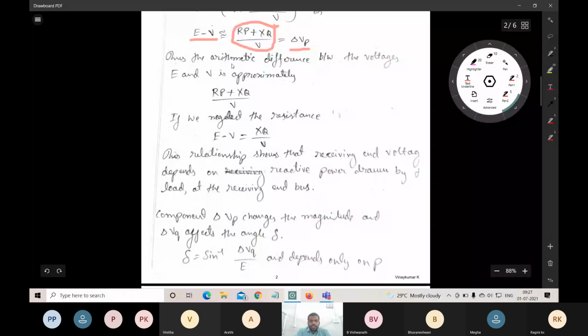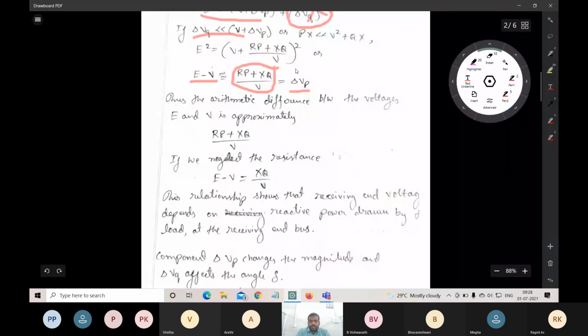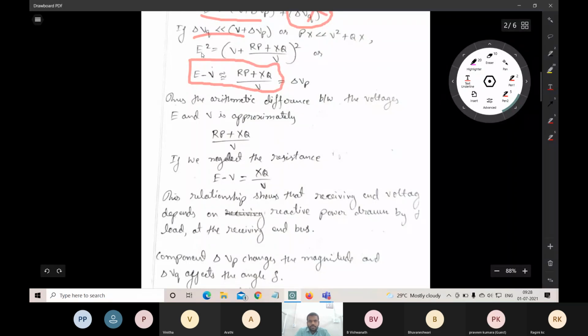So here, the step that we got is E minus V equals Rp plus XQ by V. This is the required expression now. Here we are going to neglect the resistance terms. So when you neglect the resistance, E minus V gives you XQ by V. So E minus V is equal to XQ by V.